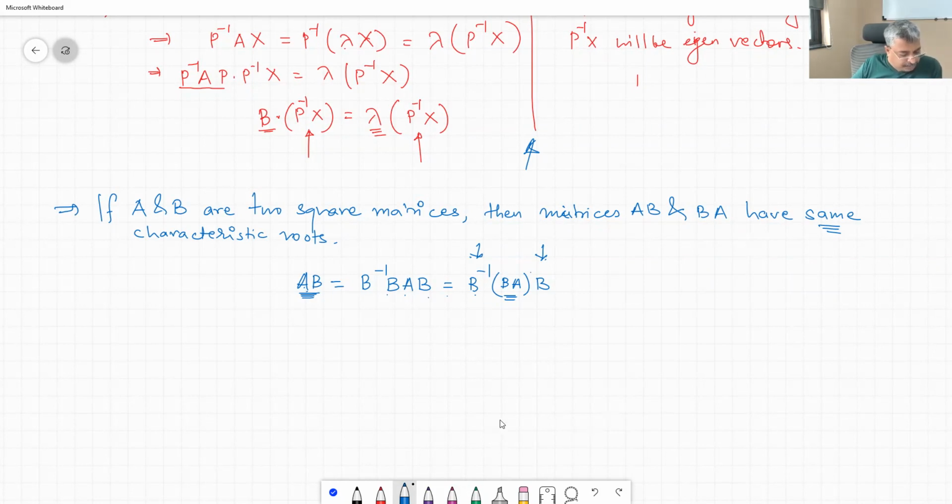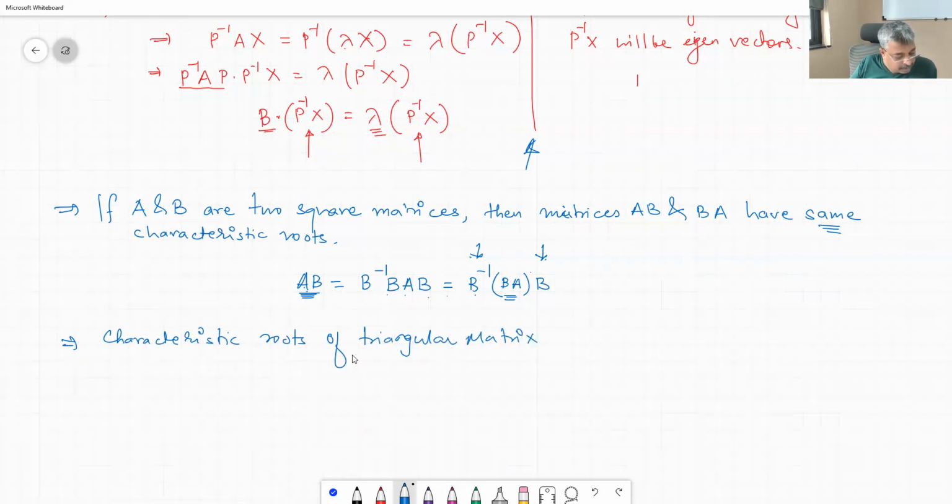Characteristic roots of a triangular matrix are the diagonal elements of that matrix.